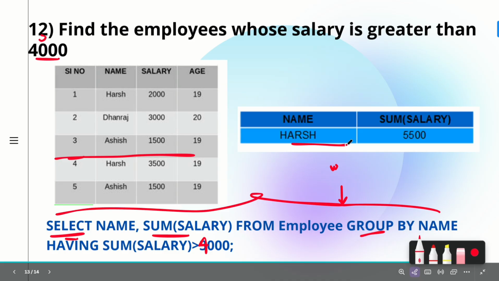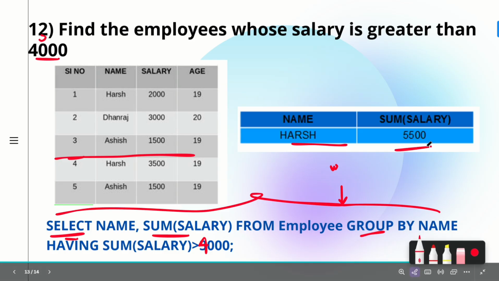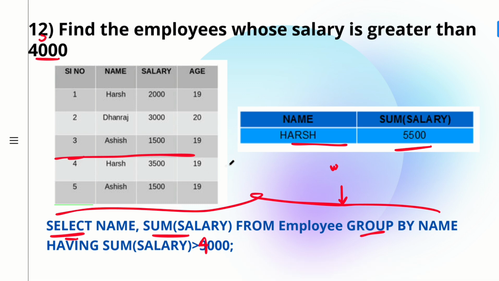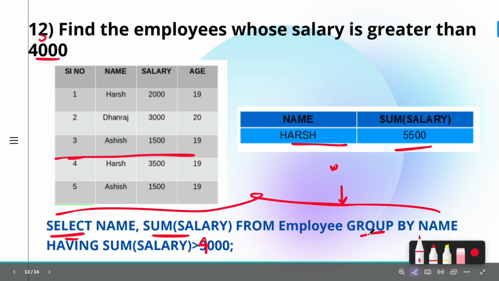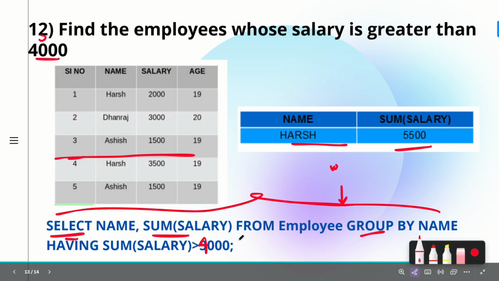Harsh is having greater than 4,000, that is, his salary is 5,500. I wrote this question just to inform you that there is a difference between where and having. If you're making use of group by and then you want to apply some condition, then you cannot make use of where. Okay, where is before grouping and having is after grouping. So remember this syntax, guys.